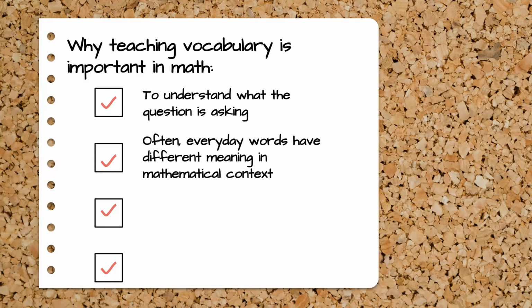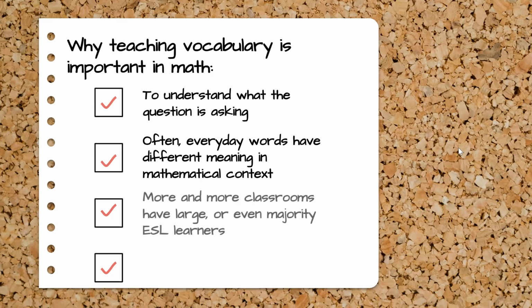Second of all, often everyday words have different meanings when we're in a mathematical context. Examples of this might include the word negative. Negative can mean something totally different outside of class than it does in class. Same for other words like table. So, different meanings in math and outside of math. That can be confusing for students.